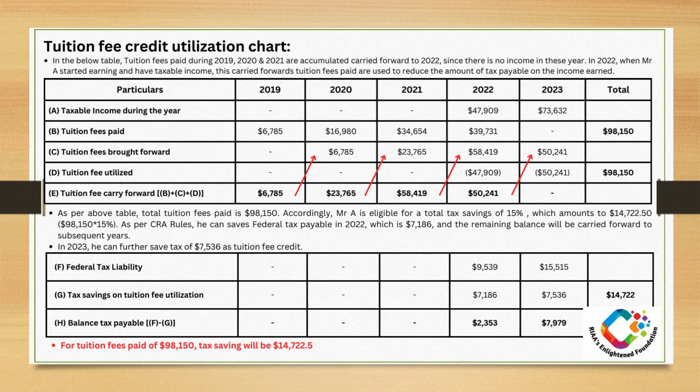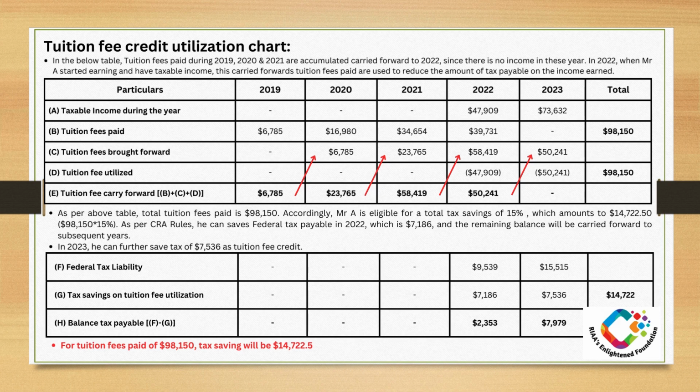Now, in 2023, Mr. A could utilize the balance amount of tuition fees subject to his income in that year. As per our example, in 2023, his income is more than the tuition fees available for utilization. So, accordingly, all the balance tuition fees of $50,241 will be utilized, which will result in further tax savings of $7,536 in 2023, which is again 15% of the tuition fees credits utilized. That is 15% of $50,241.